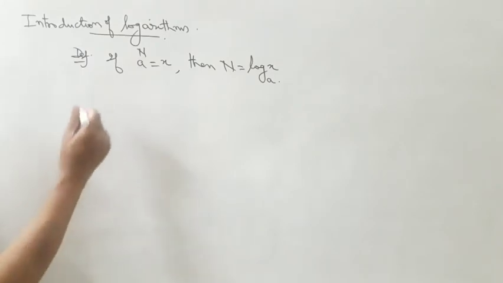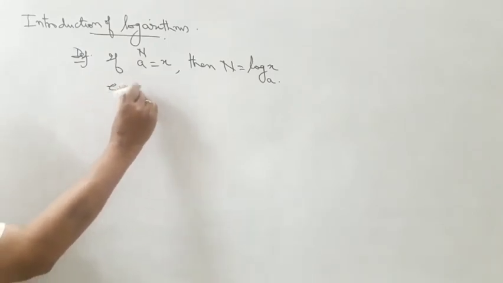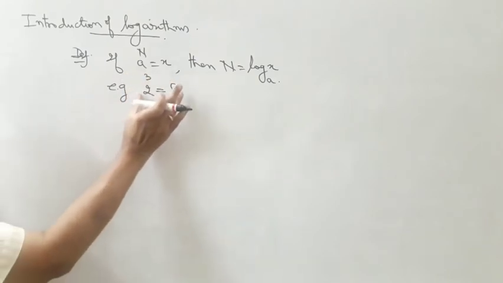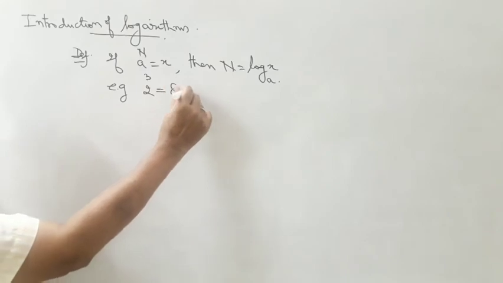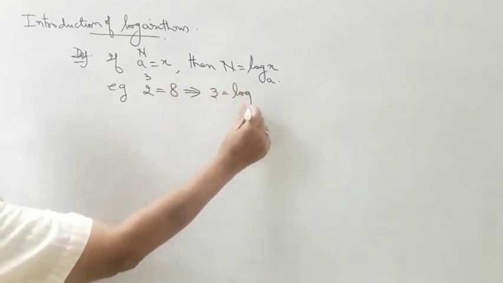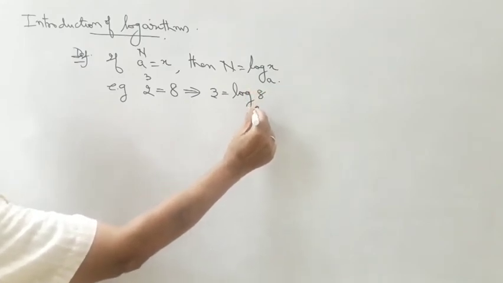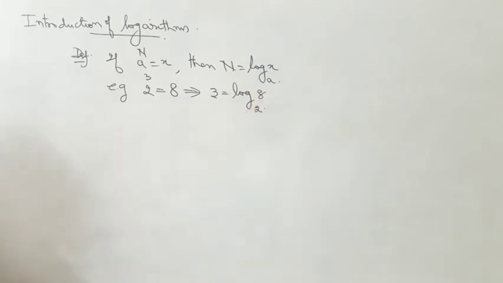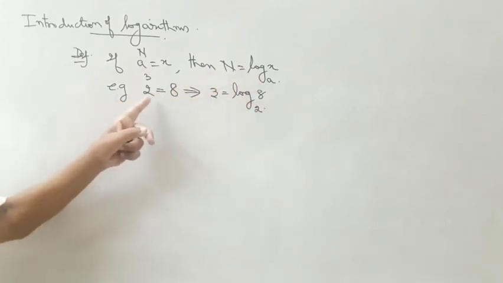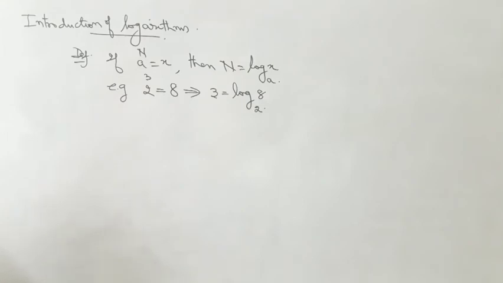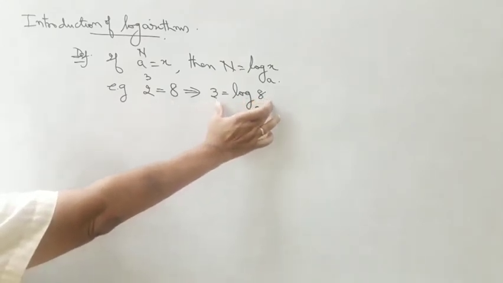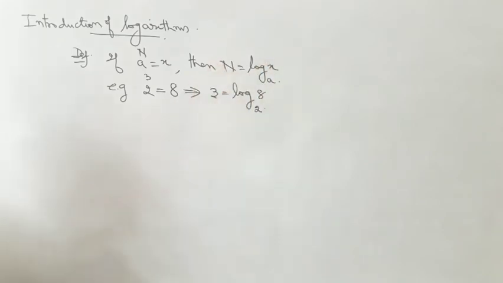For example, we say 2 cube is equal to 8. This is the exponential form. I want to shift. This implies 3 is equal to log of 8 to the base 2. Check out. A the power n is equal to x. 2 cube is equal to 8. So see here, it is the exponential form, it is the logarithmic form. We are concerned with this form here in detail.